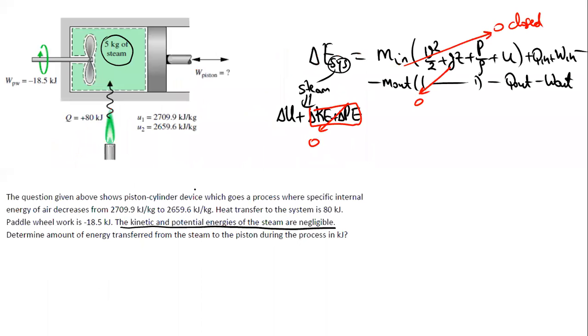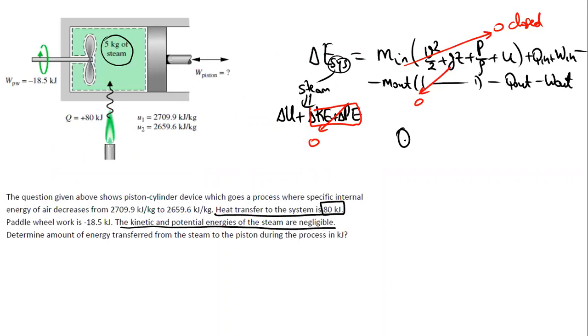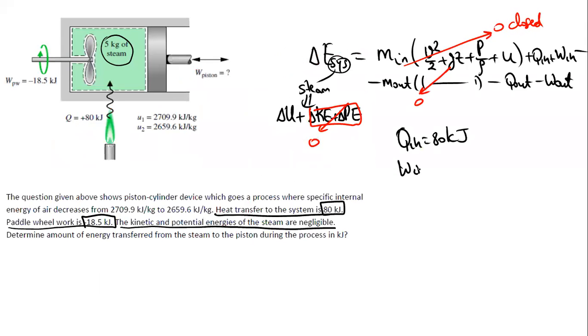Now let's go back to our question here. It says that the heat transfer to the system is 8 kilojoules. You see it is positive, then we are talking about this one. So I will write this one as Q in is 8 kilojoules. And the paddle wheel work is negative 18.5 kilojoules, and negative means work in. So I will write this one as work in is 18.5 kilojoules.